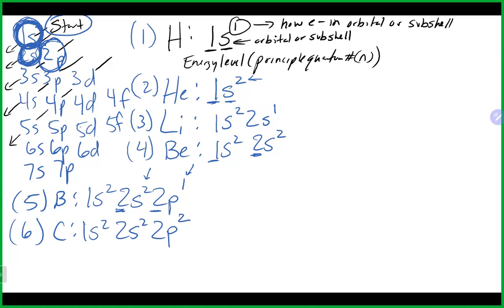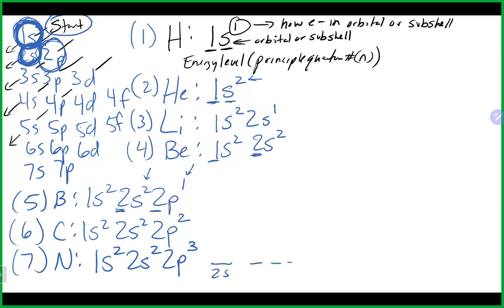Continuing on, might as well knock out the first 10 here. 7, which is nitrogen. Should be 1s2, right? 2s2, 2p3 at this point, right? And at this point, we now have 5 electrons in the second energy level. Just for visual purposes, if you look at just the second energy level there and our orbitals, this is really how the electrons are distributed at this point.